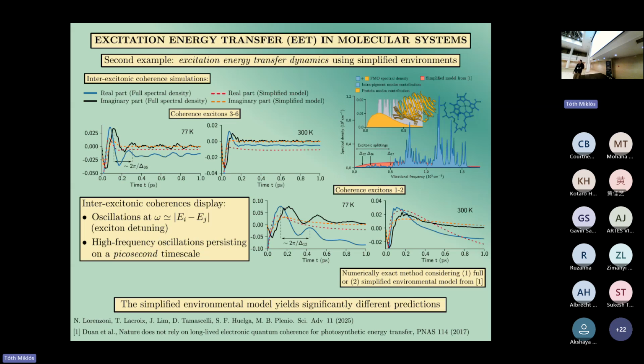There is a lot of information here. Let me guide you through the plots. Up here is the coherence between exciton 3 and 6, and here between the lowest energy excitons, 77 Kelvin on the left, room temperature on the right. Let us start by analyzing what happens if we use the simplified model, so the red and the orange curve.